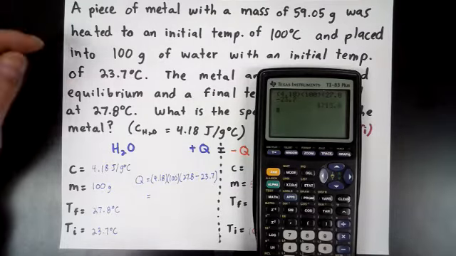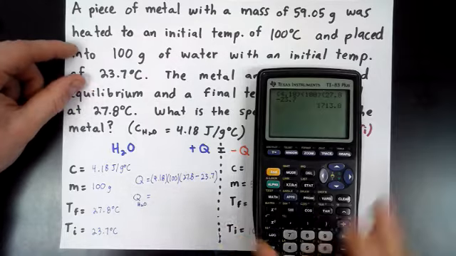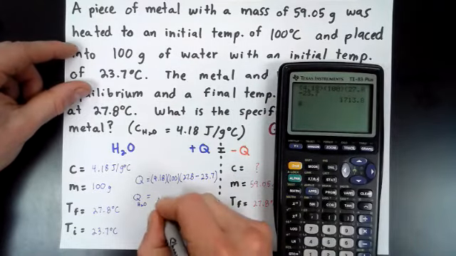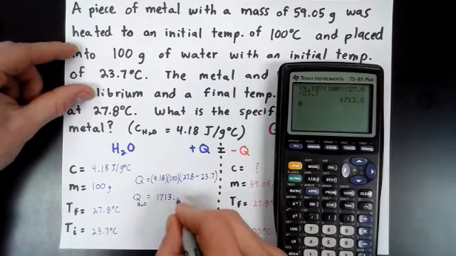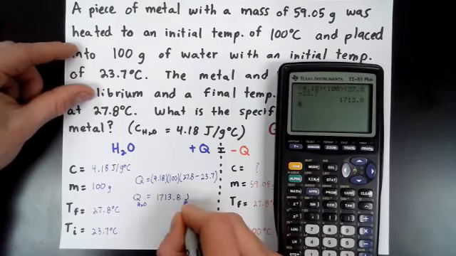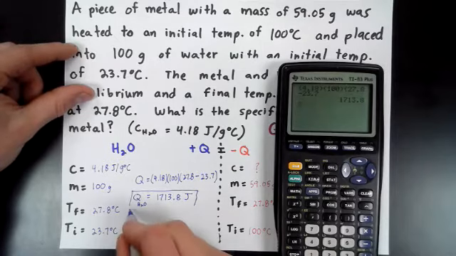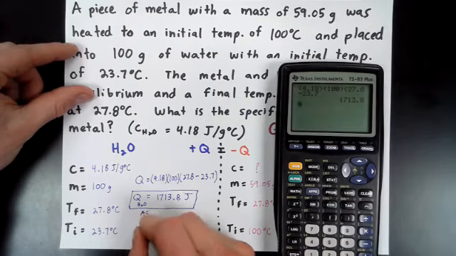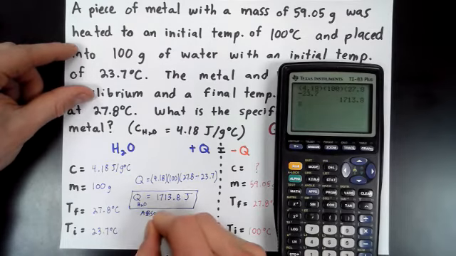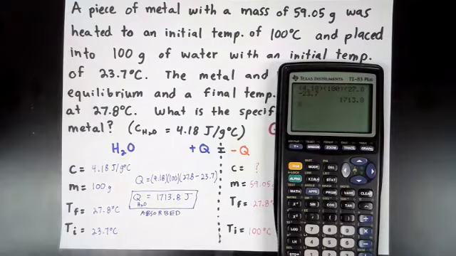Looks like it is. And when I hit enter, what I find is that my Q of the water, or the energy absorbed by the water, was 1713.8, and our units for energy is joules. So what this value represents here is the heat that was absorbed or gained by the water.